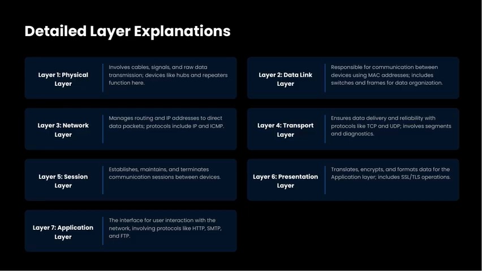Then we have the transport layer, which guarantees that data arrives intact and in the right order. Protocols like TCP and UDP operate here. TCP provides reliable, connection-oriented communication, while UDP is faster but less reliable. Think of this layer as the quality controller, managing segments of data, checking for errors, and ensuring everything gets delivered smoothly. It's also involved in diagnostics, helping identify where issues might occur along the way.